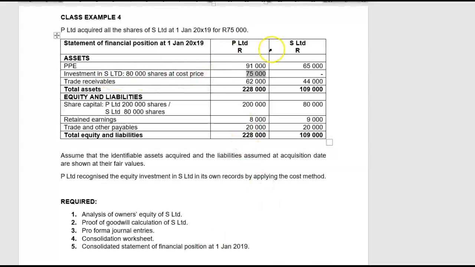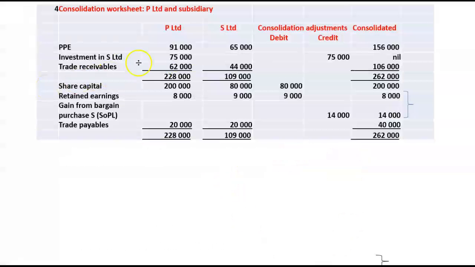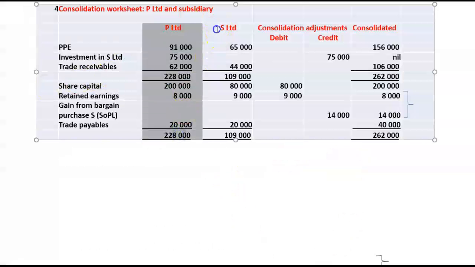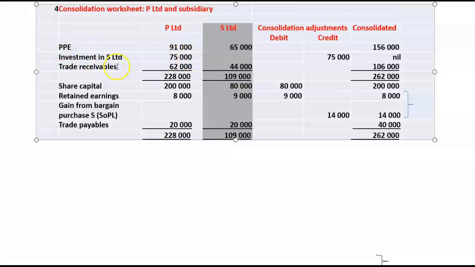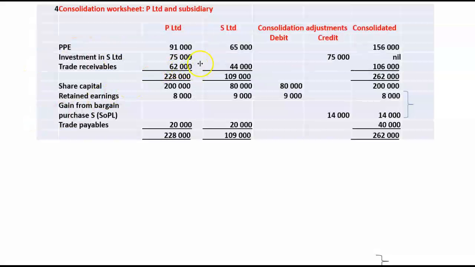Now in the consolidation worksheet, we're going to drop down these two statements of financial position as is, and then we're going to pass our pro forma journals, and then we're going to calculate our consolidated figures. So here are the two financial statements, exactly as they gave it to us: PPE, investment, trade receivables, share capital, retained earnings, gain from bargain purchase, and trade payables. Our consolidation adjustments, guys, are nothing else than our pro forma journal entries. So what are we going to do? We're going to eliminate that 75,000 Rand.